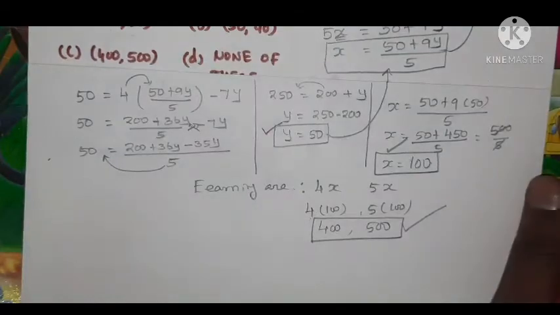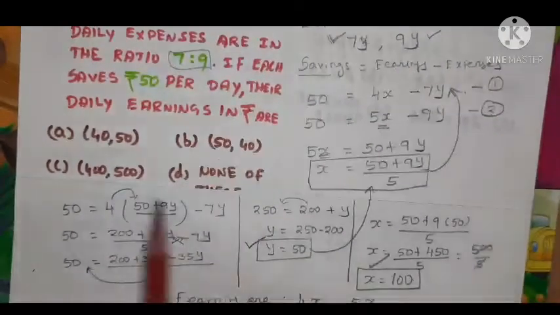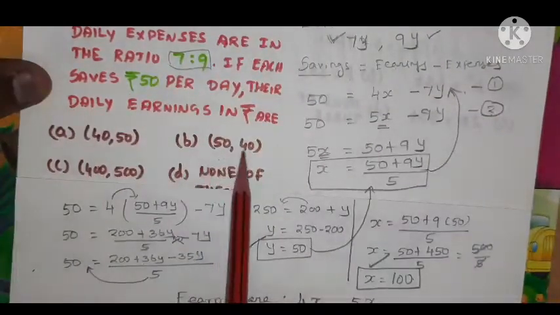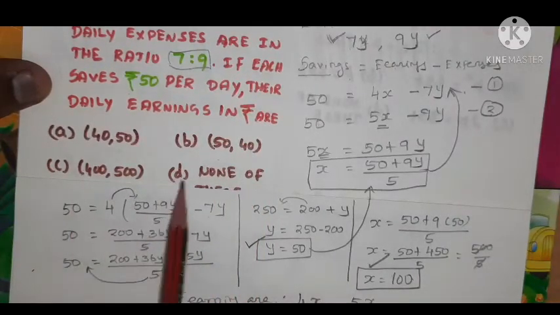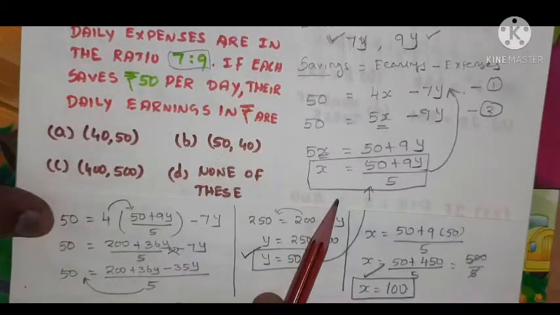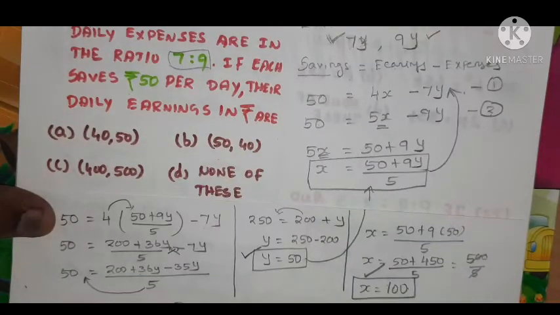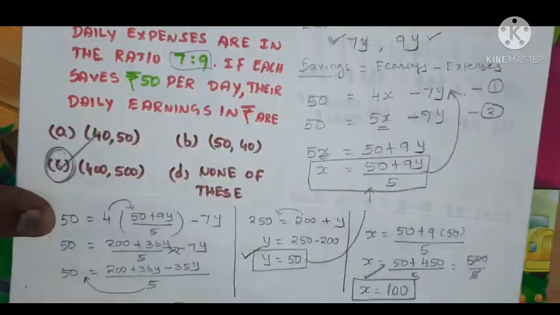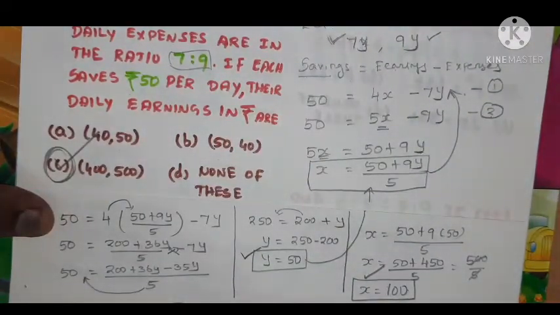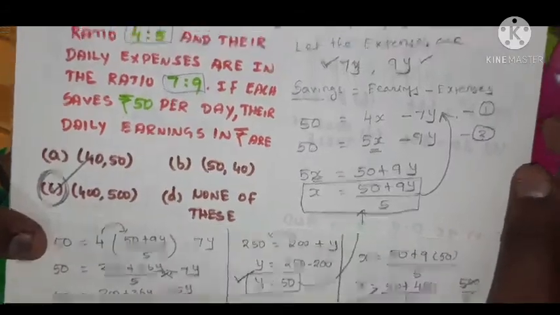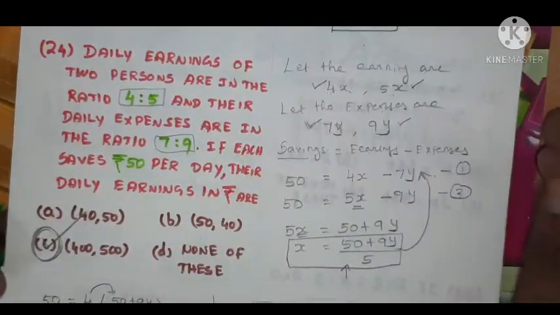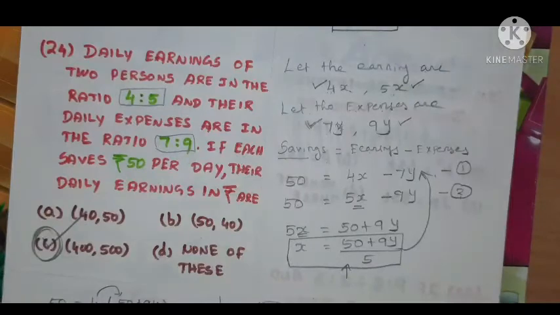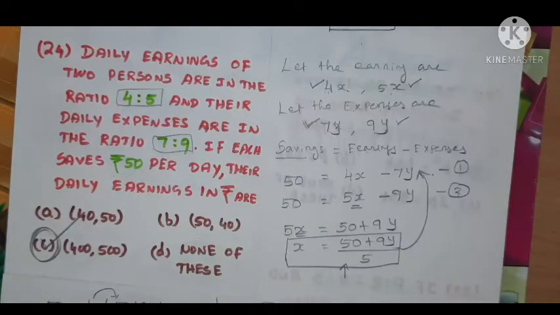So look out the options. Option A 40, 50, option B 50, 40, option C 400, 500, option D none of this. Hence what we found, the answer is matching with option C. Hence option C is the right answer for this particular question, right? Hope you understand. Answer for this particular question is 400, 500, option C. Good. We'll go to the final question of this exercise.